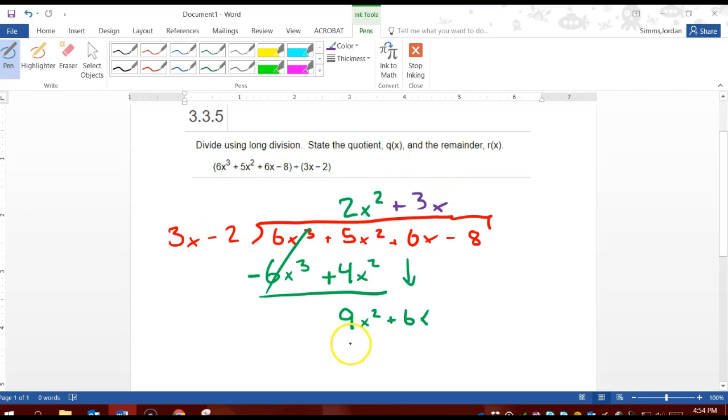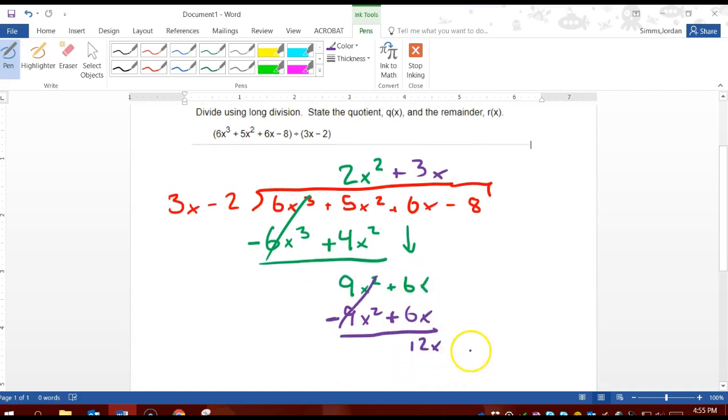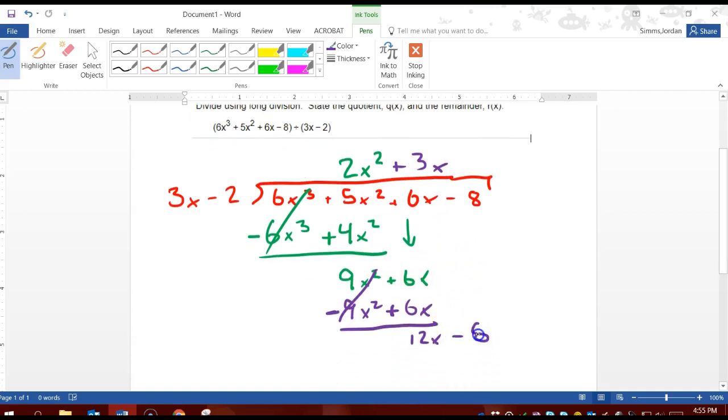So 3x times 3x, 9x squared. 3x times negative 2 is negative 6x. But we're going to do a sign flip, remember, so that's subtraction. Our 9x squareds are gone, and we're going to have 12x left down here. Let's drop down that negative 8 now. And we'll run the same play again.